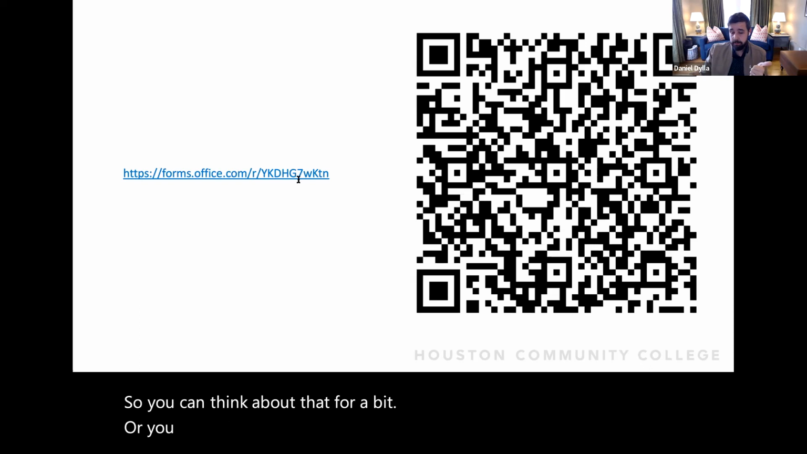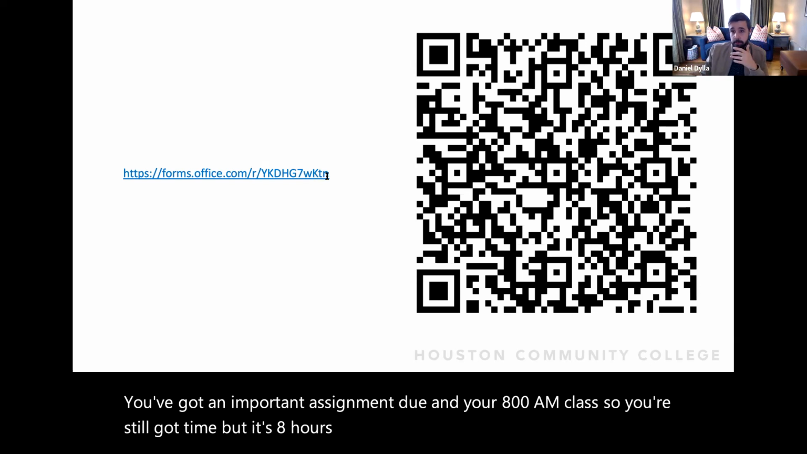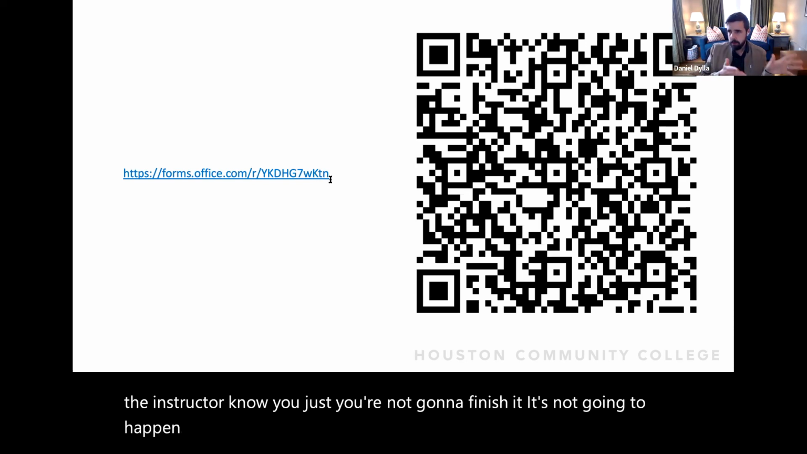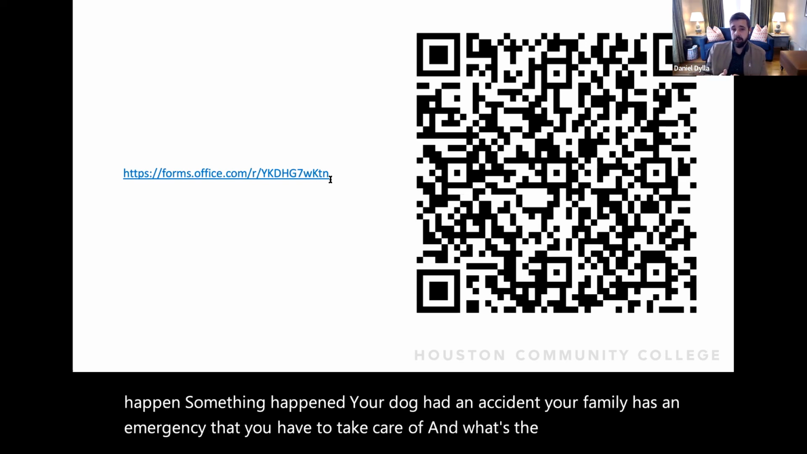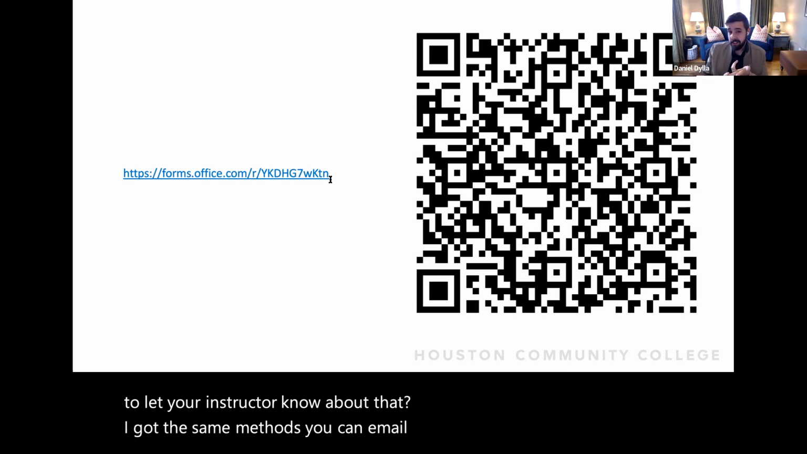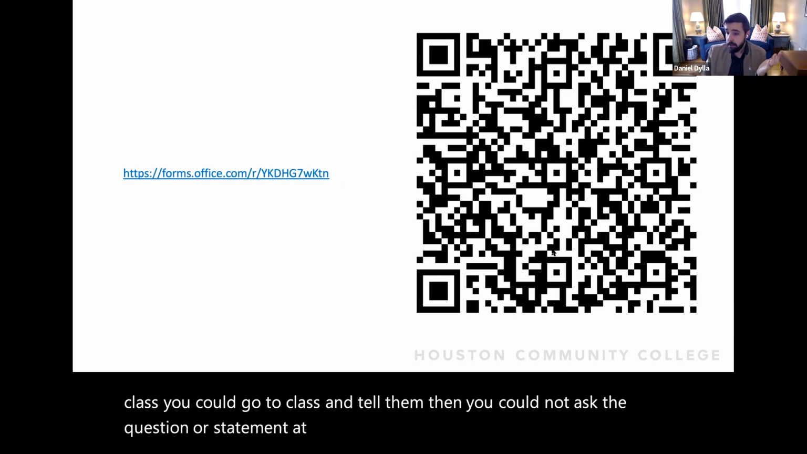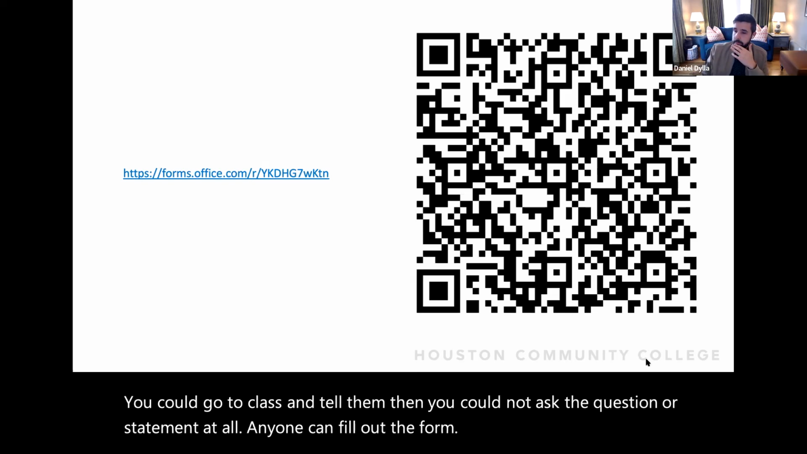Or you could imagine that it's midnight. So it's question 2. You've got an important assignment due in your 8 a.m. class. So you still have time, but it's 8 hours away, and ideally you sleep. So you need to let the instructor know you're not going to finish it. It's not going to happen. Something happened. Your dog had an accident. Your family has an emergency that you have to take care of. What's the best way to let your instructor know about that? Again, same methods. You could email them. You could tell them after the class. You could go to class and tell them then. You could not ask the question or make the statement at all. Anyone can fill out the form. You can click the link and fill it out.